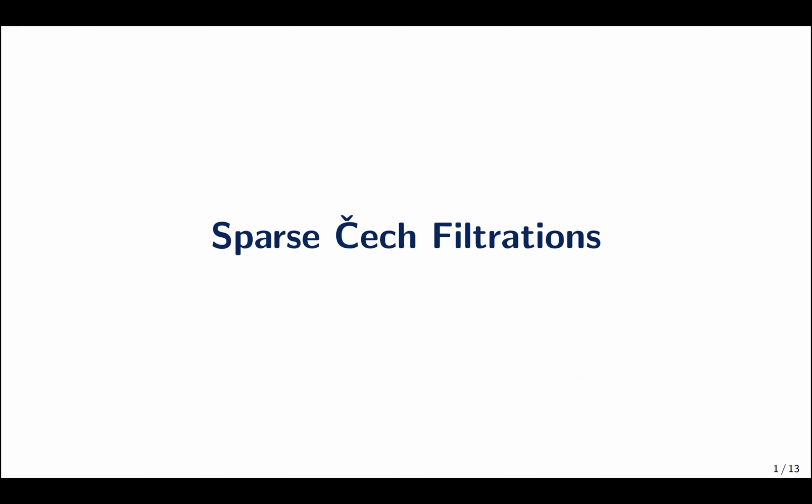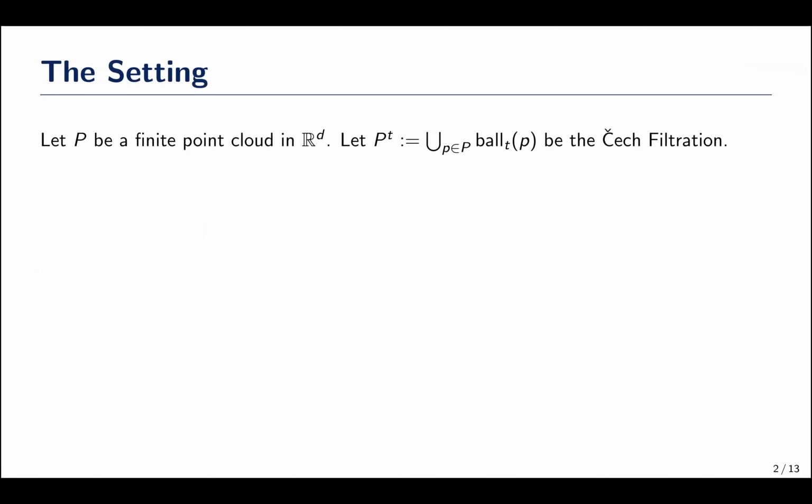Here I will try to explain to you what a sparse Čech filtration is and also give some geometric intuition for how it works. And I would say we jump right in to the setting. So let P be a finite point cloud in R^d, and let P_t be the union of balls, or the Čech filtration on P, so a very standard setting.